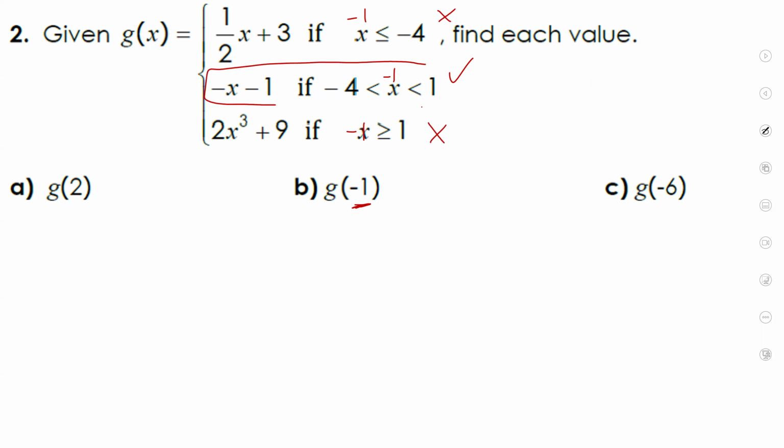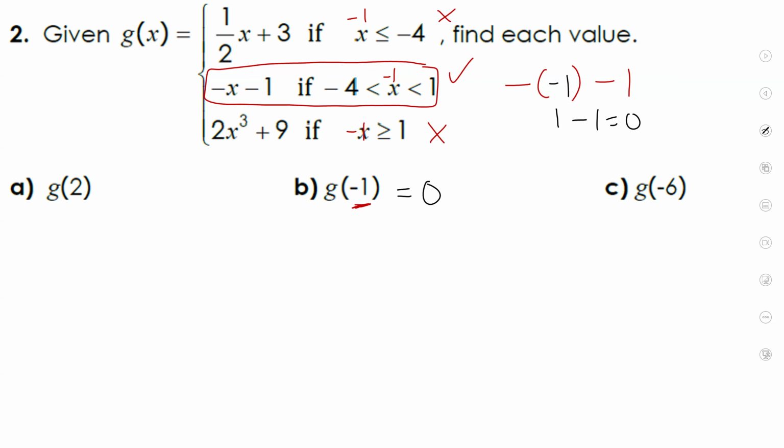So this is where we're going to plug it in. I'm going to copy this down. It has a negative and then the x value -1. We're going to plug in a -1. What do two negatives make? Positive. So 1 minus 1 equals 0. So this is 0.